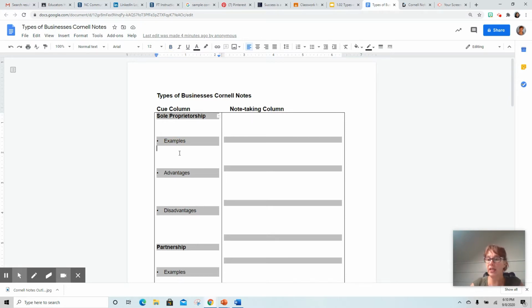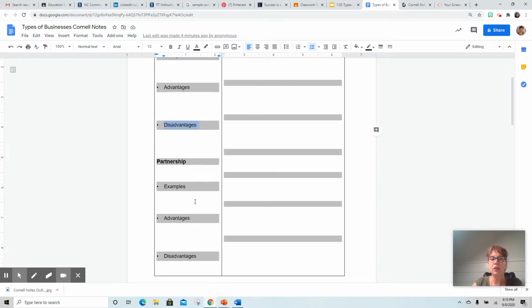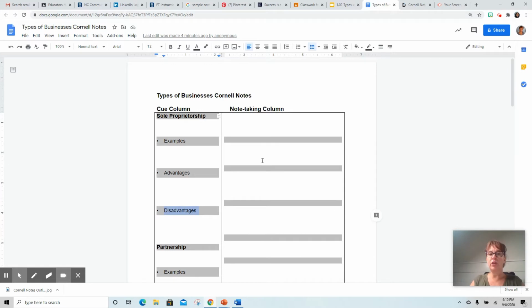Then you're going to come here for examples. Then you're going to write some examples. Then you're going to come here for advantages. Write advantages over here. So if you look, it's already giving you the different topics. So the topics that we're going to cover is sole proprietorship, followed by these three elements that are associated with sole proprietorship. Then we have partnership with these three elements that are associated with partnership. And we will put our notes over here.